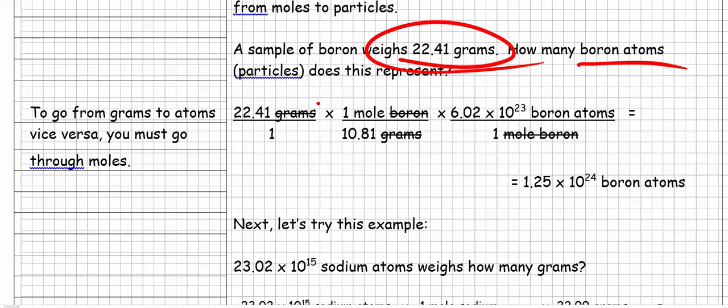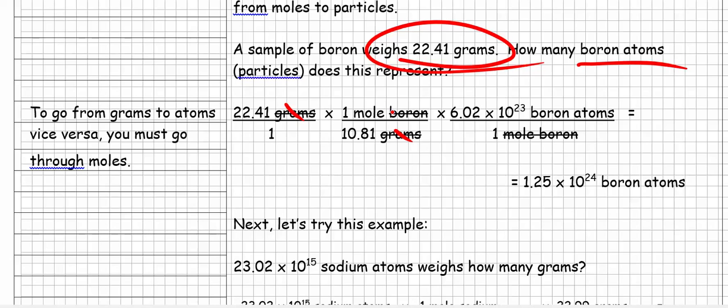I can't go directly from grams to atoms, but I can go to moles. So grams and grams are going to cancel away, and I'm left with moles of boron. Now, how do I determine the number of moles of boron per gram? I'm going to look at the periodic table, and when I do that, I see that 1 mole of boron atoms weighs 10.81 grams. Depending on the periodic table you have, it may say 10.812. Whatever your periodic table says, that's what you are going to write. Mine says 10.81, so I'm going to stick with the 10.81.